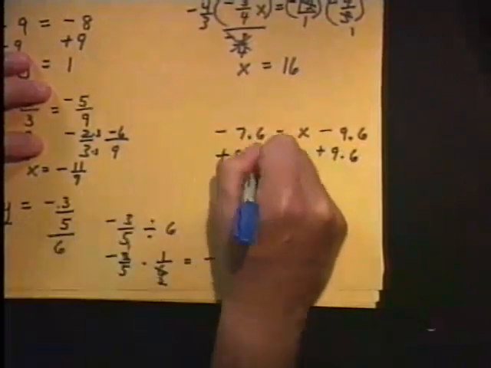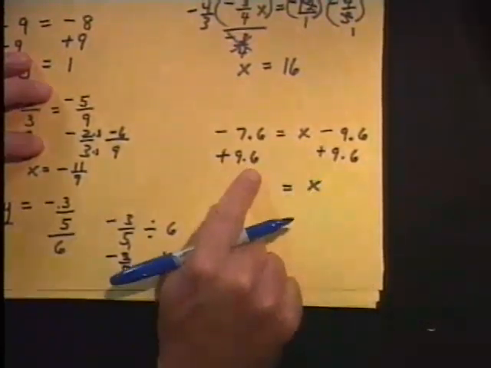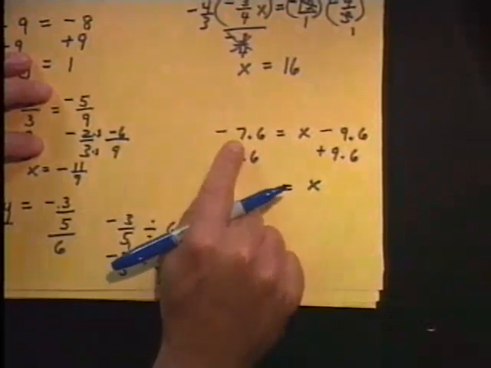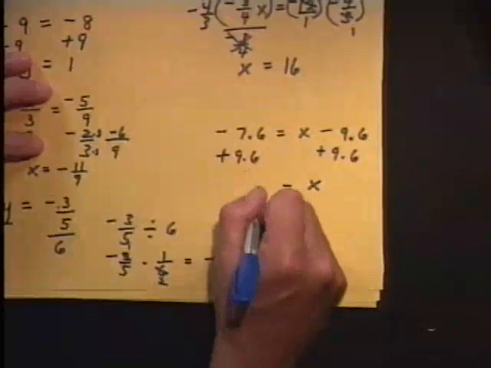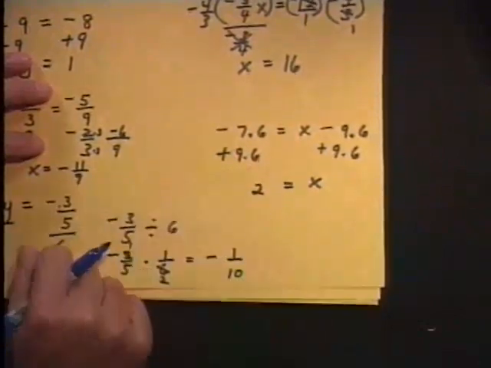Don't panic. Okay, so in this case, we have 9.6 positive here added to a negative 7.6. Different sign, subtract. Sign of the larger number here is going to come out a positive 2. So remember those same signs and different signs rule.